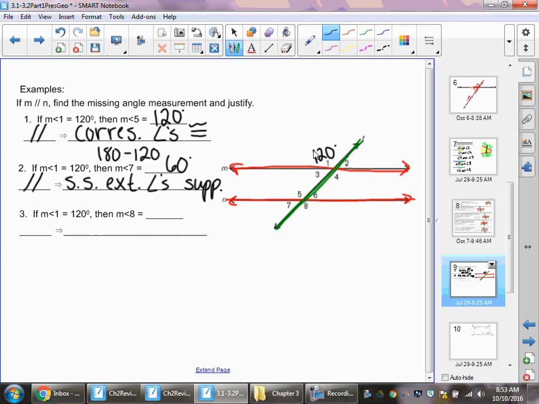Same deal for measure of angle 8. Angle 8 and angle 1 are on different sides of the transversal, so alternating sides, and they're both on the exterior. So I know that these two angles are alternate exterior angles, and what I know about alternate exterior angles is that they are congruent. So the measure of angle 8 is also 120 degrees.